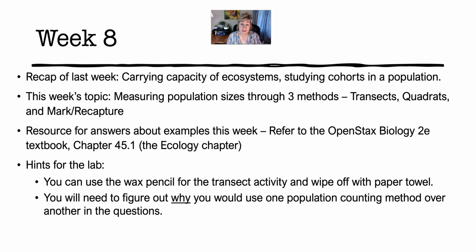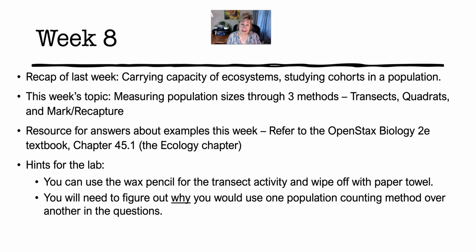So the best way to measure population size is to count all of the individuals in a population. Can you normally do that? No, you cannot, because you don't have unlimited resources no matter what your job is. And so usually ecologists who study population size sample populations, and that's what you're going to simulate this week with your lab. You are going to use transects.